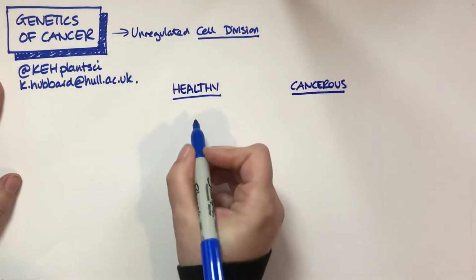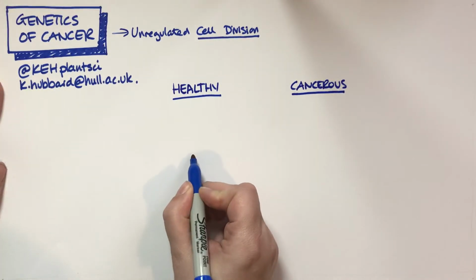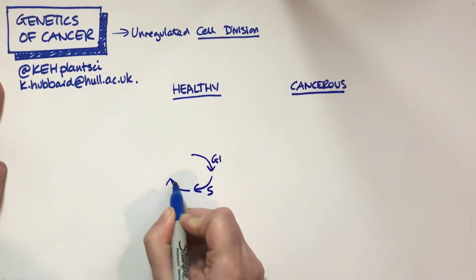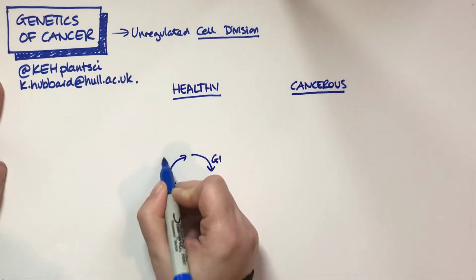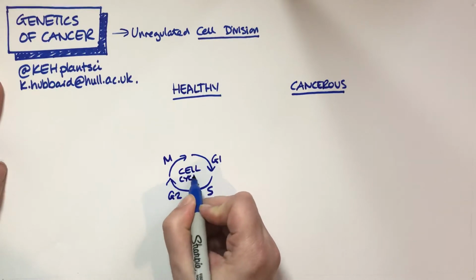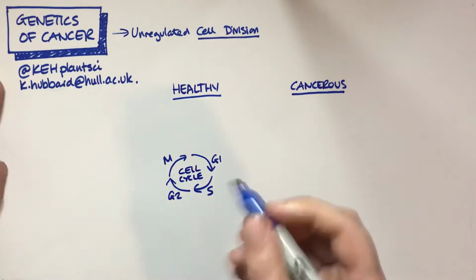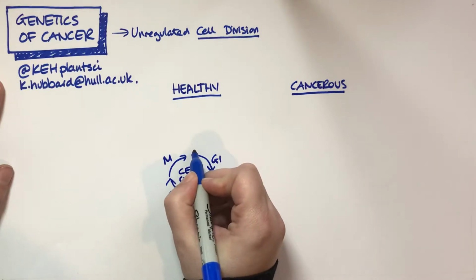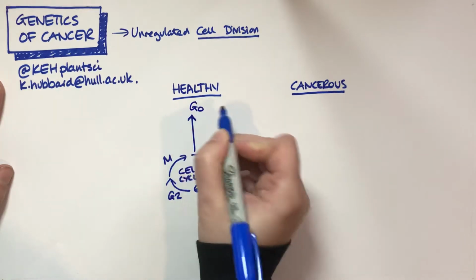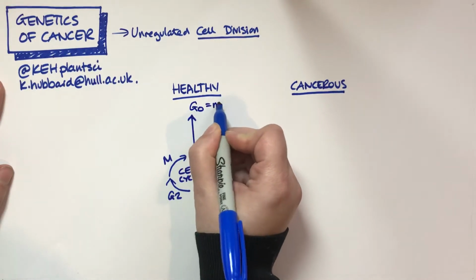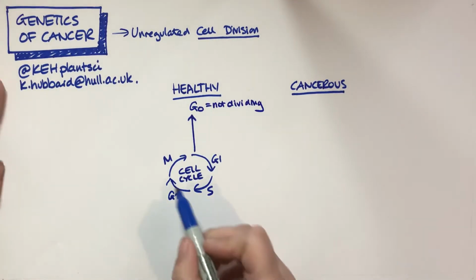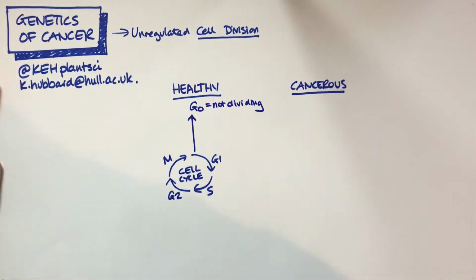Just as an overview of the cell cycle, you might remember we have G1, S, G2 and M. And as I say, there's a whole other video on the mechanisms behind the cell cycle if you want to go and understand that. But there are other states that we can have, where we can go from G1 into the G0 state. The G0 state is not dividing. So we can either be in the cell cycle or we can be in a G0 state.